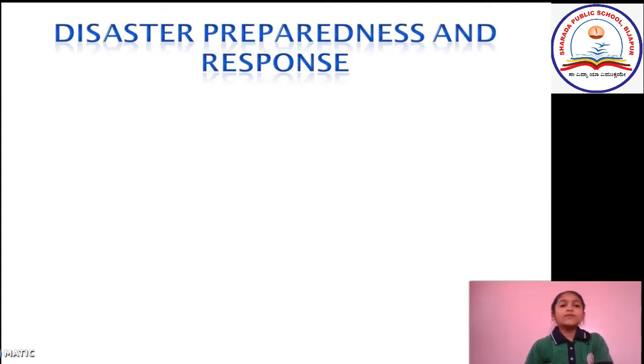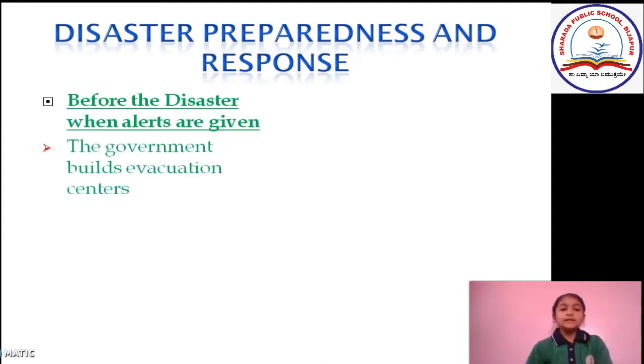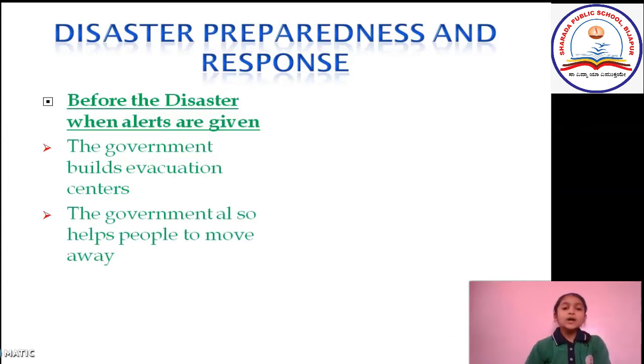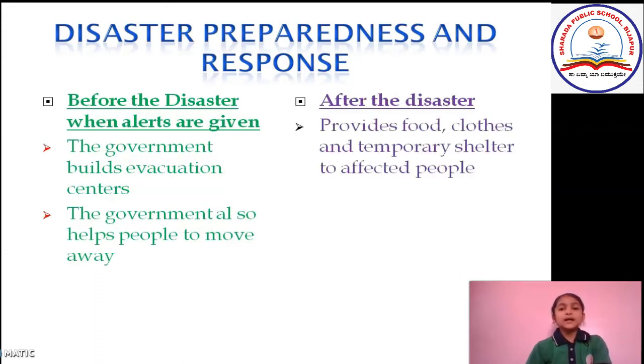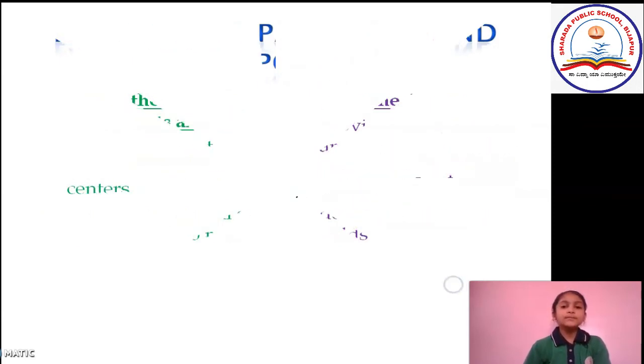So now we will learn disaster preparedness and the response. Before the disaster, when the alerts are given, the government builds evacuation centers and also helps the people to move away from the place. After the disaster, the government provides temporary food, clothes and temporary shelter to the affected people. Government also helps to rebuild the destroyed homes and the fields.